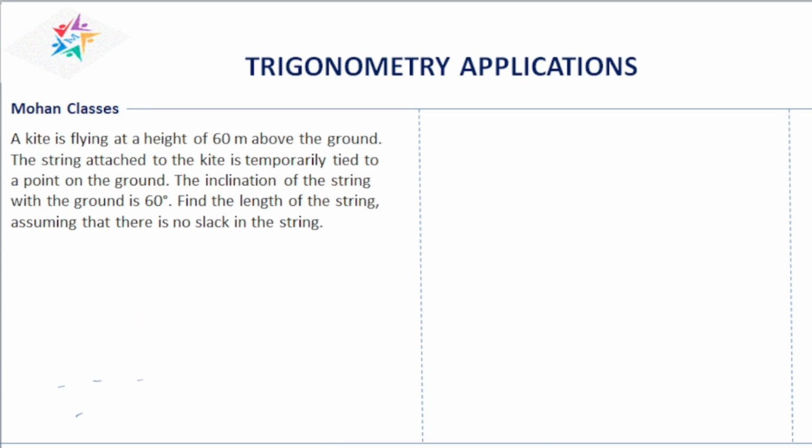Here, a kite is flying at a height of 60 meters above the ground. The string attached to the kite is temporarily tied to a point on the ground. The inclination of the string with the ground is 60 degrees. Find the length of the string assuming that there is no slack in the string. What they are telling, there is no bend of the string, it's the hypotenuse. They have given the hypotenuse. Now we have to draw the diagram properly. So now we have to draw a right angle triangle.